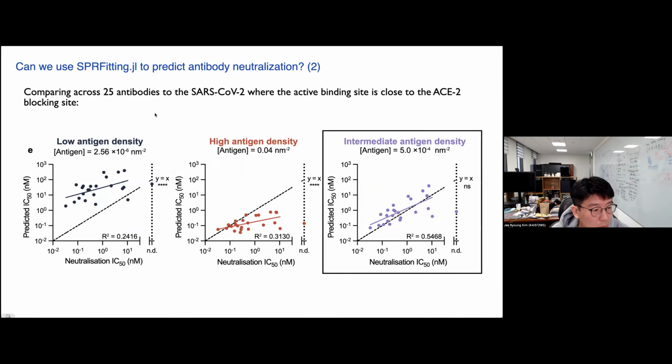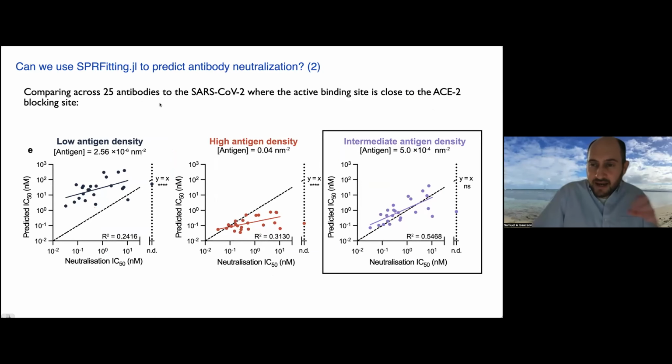Let's see. So we took the 25 antibodies from our panel that had a binding site close to the ACE2 receptor binding domain at the very end of it. And we looked for different antigen densities. What IC50, what neutralization do we predict versus what they measure experimentally? So here, y-axis is what we predict, x-axis is what they measure experimentally. And you see for very low densities, the correlation is not great. For very high densities, it's not great, but it's pretty good, or at least it's the best at this kind of intermediate antigen density, okay?